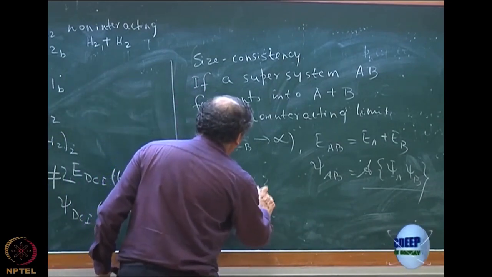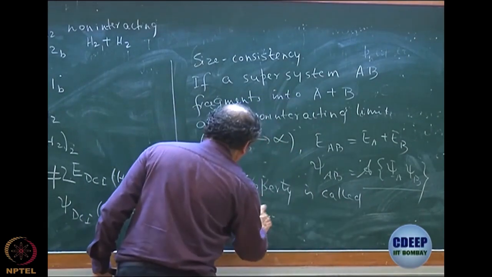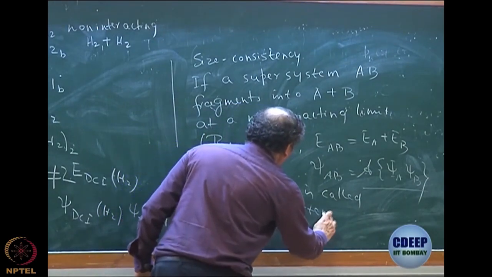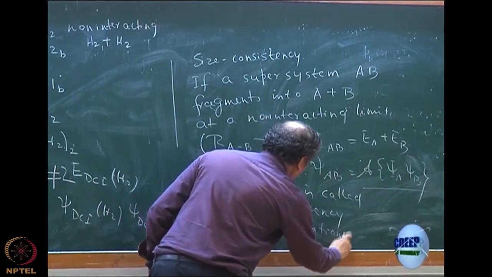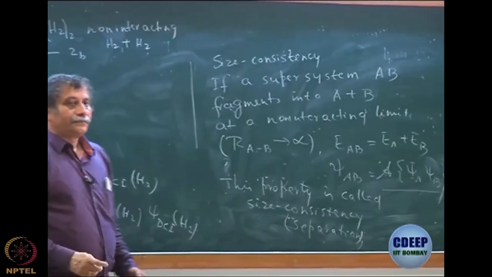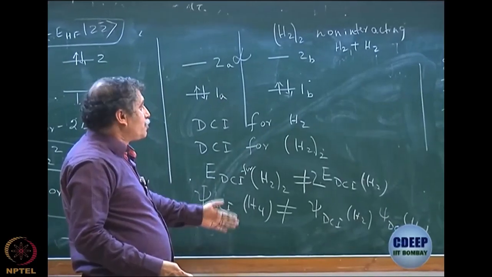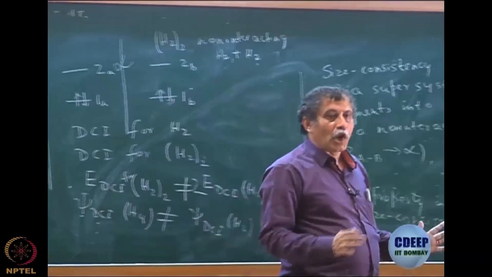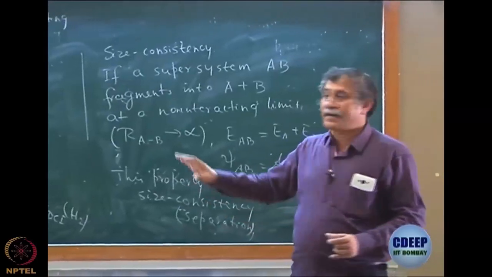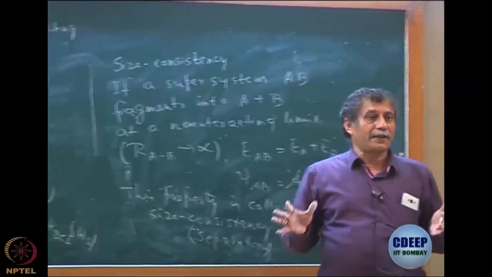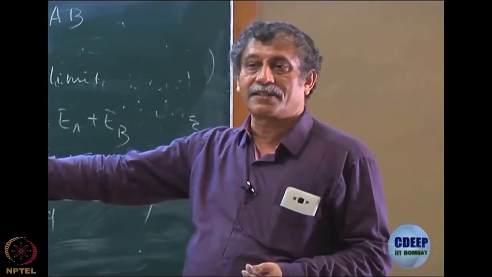If this happens, size consistency, often it is also called size separation. Clearly, by this discussion, if I can show this, it would mean that the DCI is not size consistent. So, all theories which satisfy this are called size consistent theories. This is the property of size consistency. So, clearly, I will propose that DCI is not size consistent.